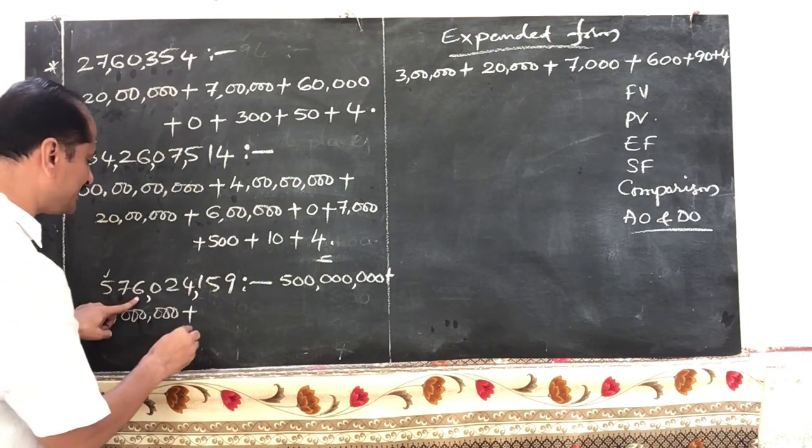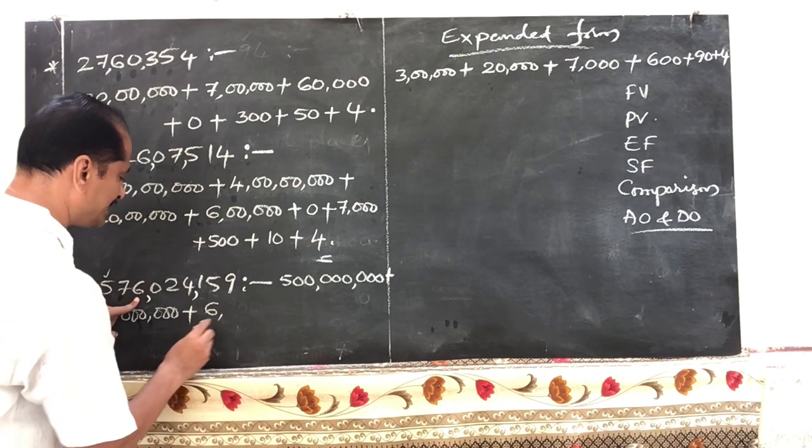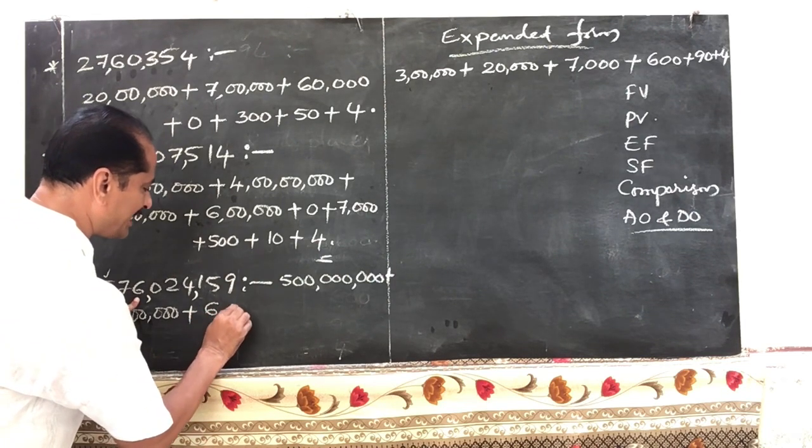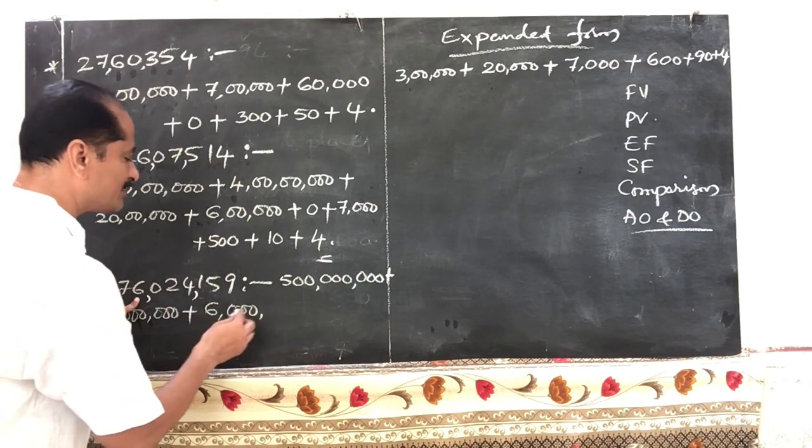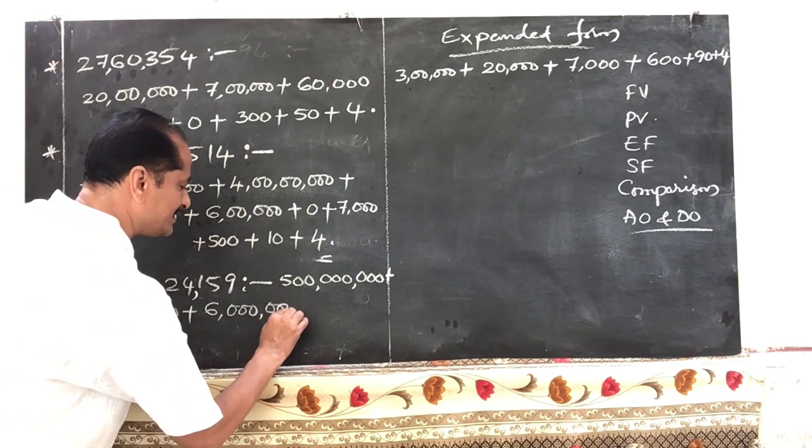So the place value of 6 is equal to 6 millions. Next lower than millions is thousands, 3 digits, 3 places. Next lower than thousands is units. Units will have 3 places, 3 zeros.